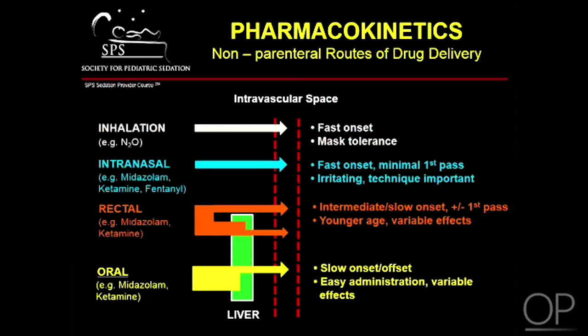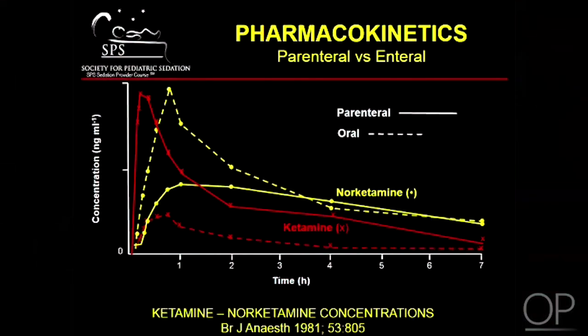Finally, oral administration probably remains the most popular non-parenteral route of drug administration, in part due to its ease of administration. Its onset is slow, unpredictable, and first-pass hepatic metabolism is significant. The difference in the time of onset and role of first-pass hepatic metabolism between parenteral versus non-parenteral routes of ketamine is exemplified in the graph.